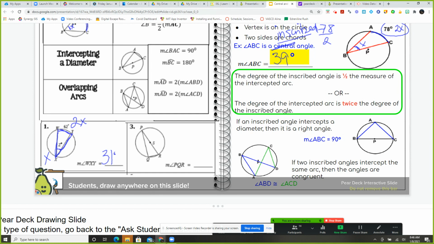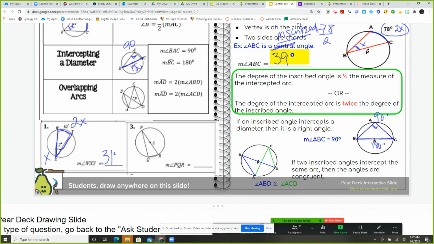Okay. There are some special cases though. So if we have a diameter over here at P, we know that's 180 degrees, right? Which means this angle has to be a right angle. So that's going to be 90. It's still an inscribed angle, right? It's just a special case. We know the diameter is 180. If I jump over here to the left, BC, that's 180. So angle A has to be a right angle.